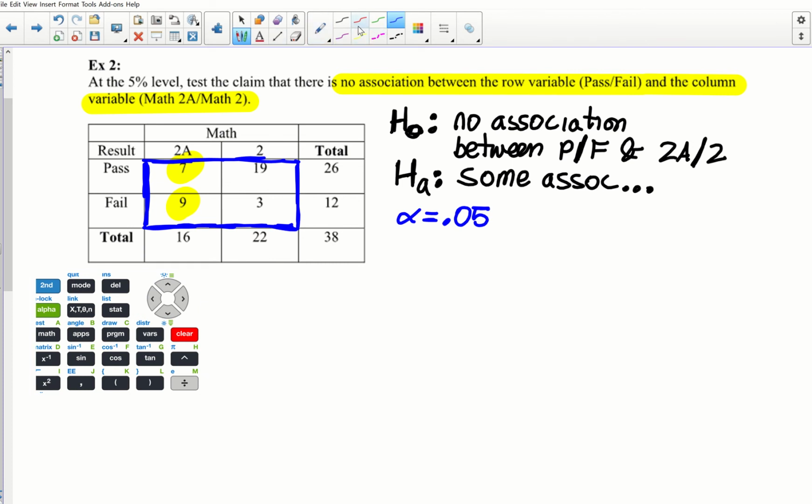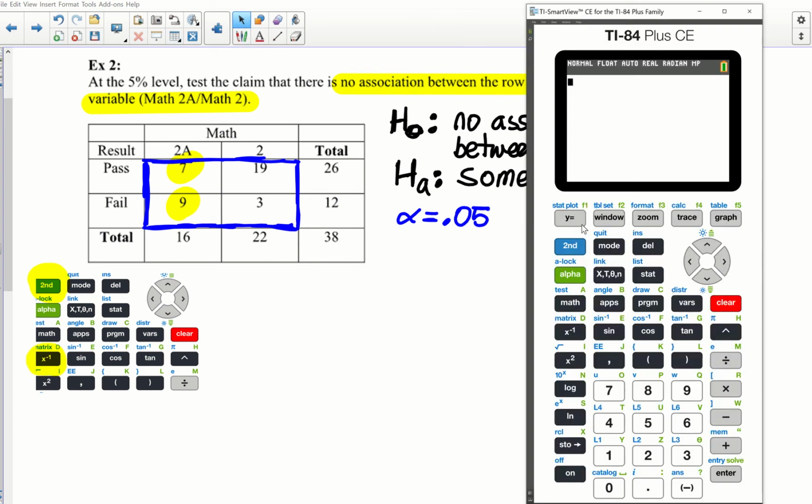All right, so let me highlight. I'll use highlighter. You're hitting second, and then you're hitting this x-1 key. It's a brand new key for us, so it's worth taking the time, because it's going to bring us into a matrix editor. You're going to right arrow over to edit and hit enter.